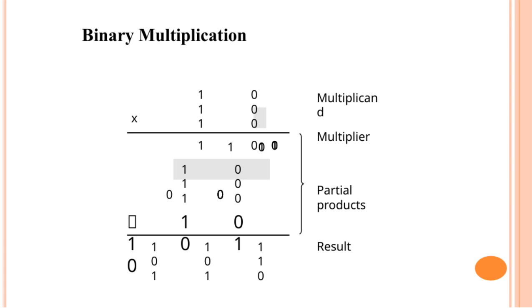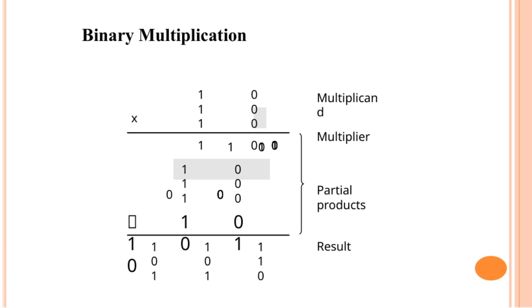For each digit in the multiplier, we create a partial product. When the multiplier digit is 0, the partial product is all zeros. When it's 1, the partial product is just the multiplicand shifted according to the position of that digit. After calculating all the partial products, we add them up to get the final result.